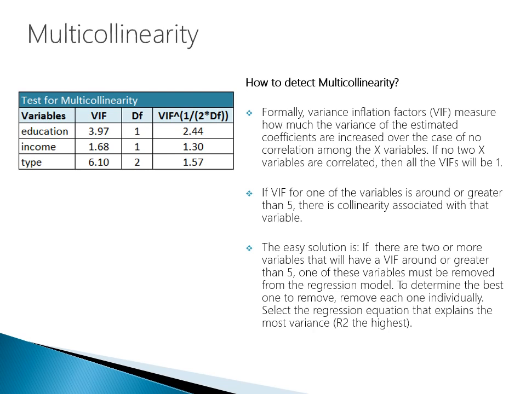So I think the easy solution here is if I have 2 or more variables that have a VIF around or greater than our threshold, in my case it's 5, one of these variables should be removed from the regression model. To determine which one is better to remove, remove each one individually, and then select the regression equation that explains the most variance or has the highest r-squared value, and keep that one.